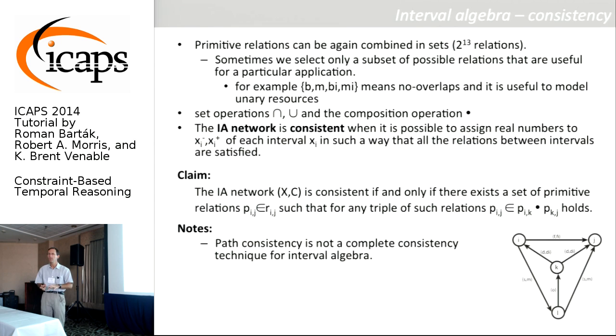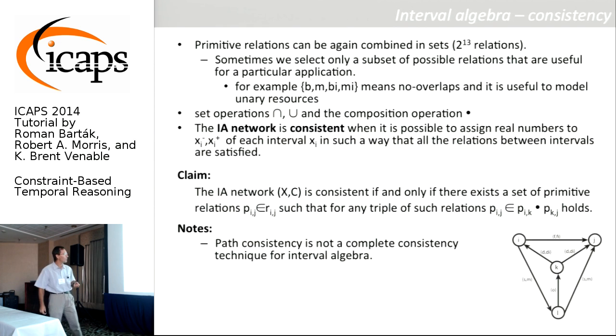That's fine. But if path consistency says it's consistent, it does not mean that it's consistent according to this definition. It's path consistent, but it does not mean that there exists a solution. And this is an example of an IA network which is path consistent, but it has no solution.